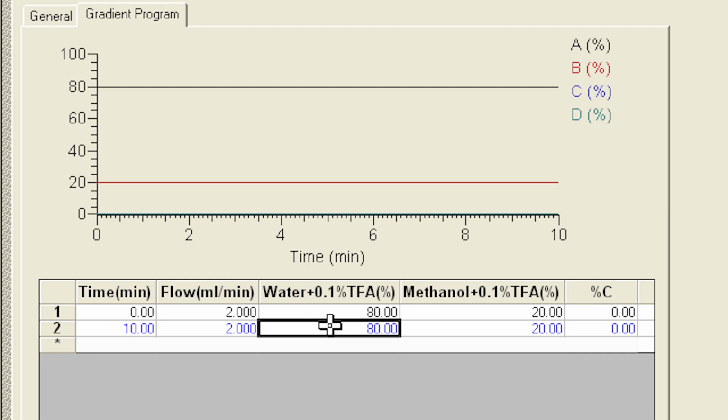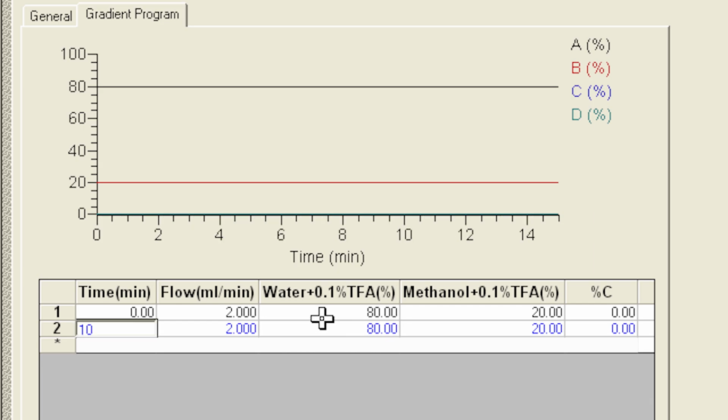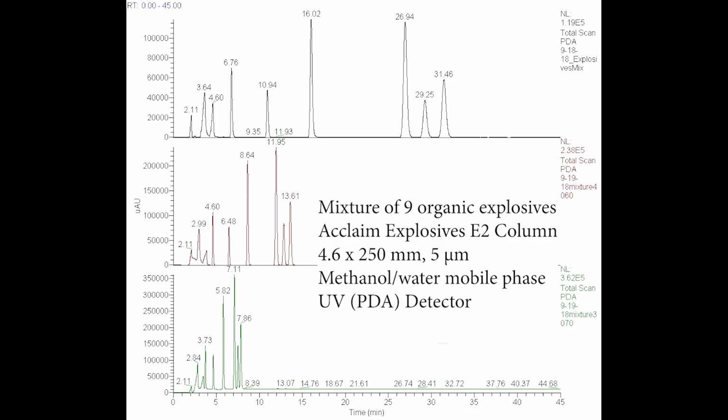It's the easiest thing, and remember, do the easiest thing first. See if it works and see if you can get away with it. Let's take a look at how changing the mobile phase composition changes the separation.